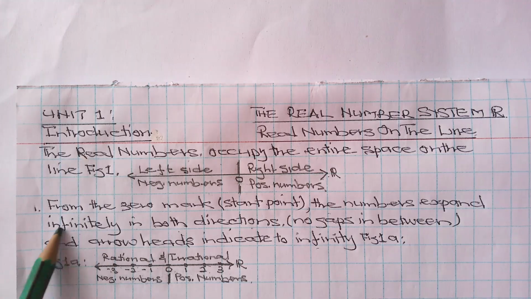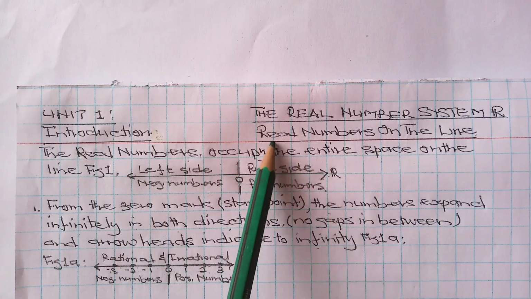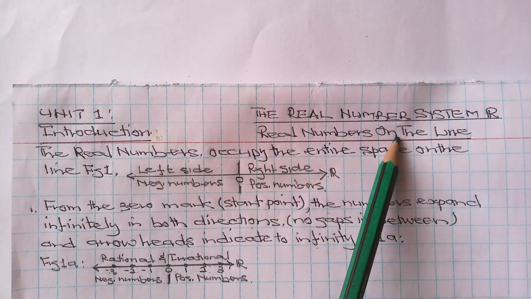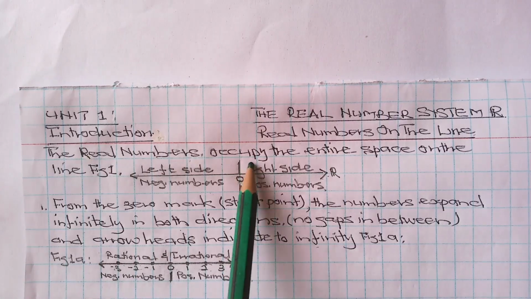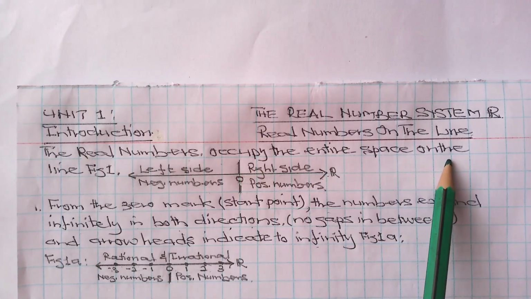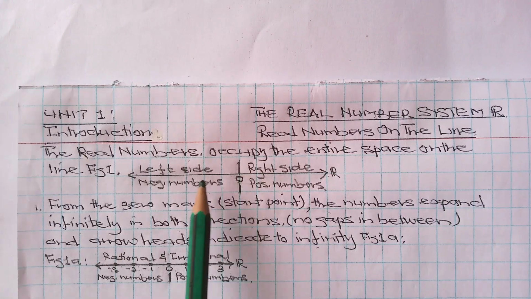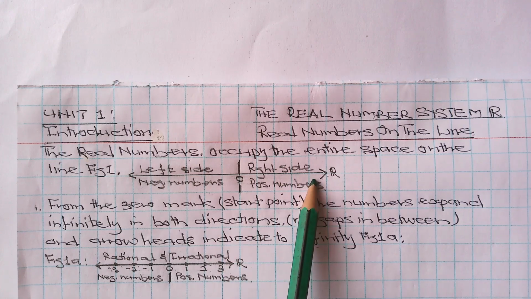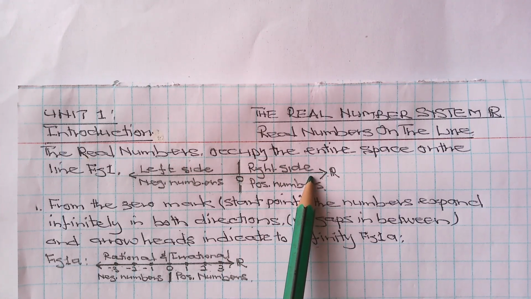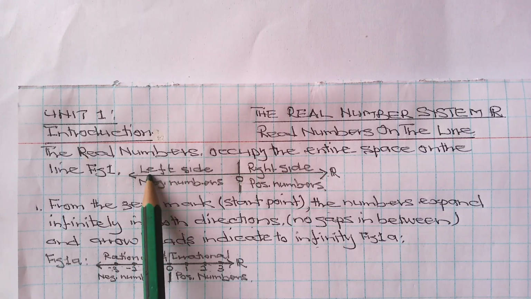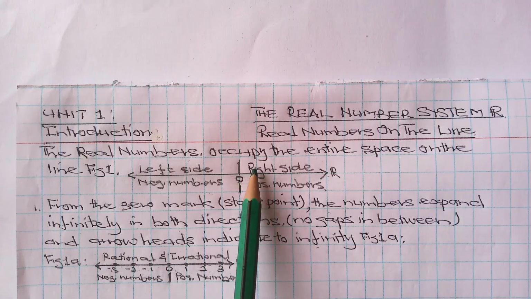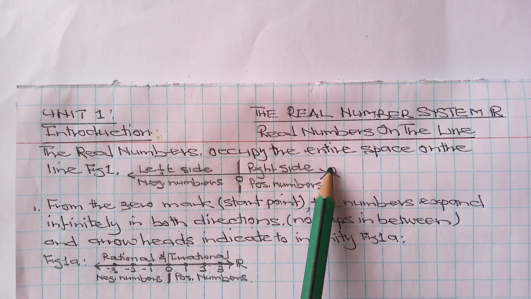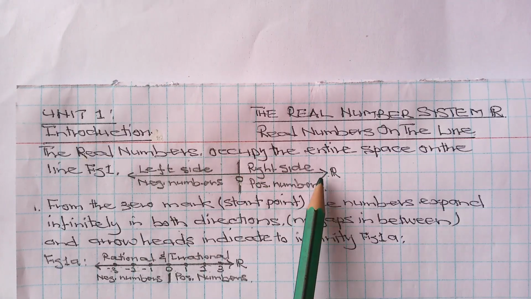In this video, we will introduce the real numbers on the number line. The real numbers occupy the entire space on the line. Figure 1 is the number line that represents real numbers, which are rational and irrational numbers. The solid line represents all real numbers because they occupy the entire space.